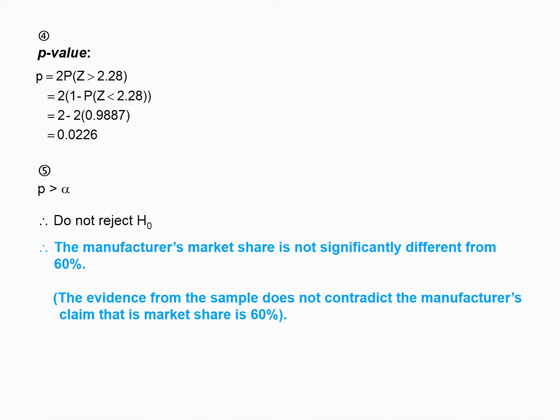And then since we only have the values to the left hand side of a positive Z value, we can rewrite that as 2 times 1 minus the probability that Z is less than 2.28, and our p-value will then be 0.0226. If you compare that to your significance level, p will be greater than alpha, so we do not reject the null hypothesis. And we can conclude that the manufacturer's market share is not significantly different from 60%, or you could have said that the evidence from the sample does not contradict the manufacturer's claim that the market share is 60%.